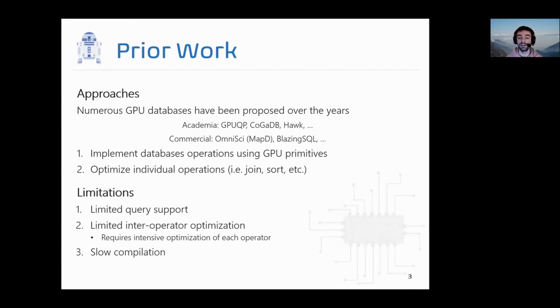Number one, limited query support. None of the above database systems are able to execute a comprehensive database benchmark set. They typically have problems with one or two queries. Number two, limited inter-operator optimization. Typically they optimize individual operations in isolation, not considering their impact on the overall query. And number three, slow compilation. The compilation cost typically vastly exceeds that of the execution.